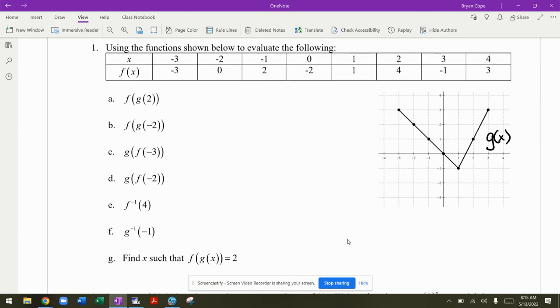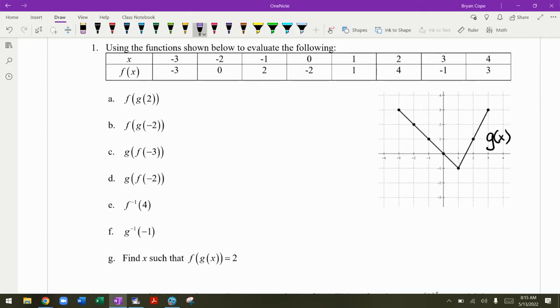Okay, let's start with this. F of g of 2. So what's g of 2? You go to 2 and you find that it's 1, see? So you're really doing f of 1. And what's f of 1? 1. That's how you do it, right? You use the g function first, then you use the f function to find out your output.